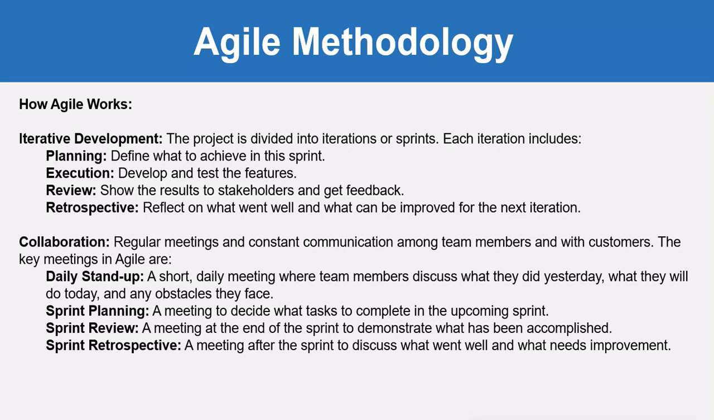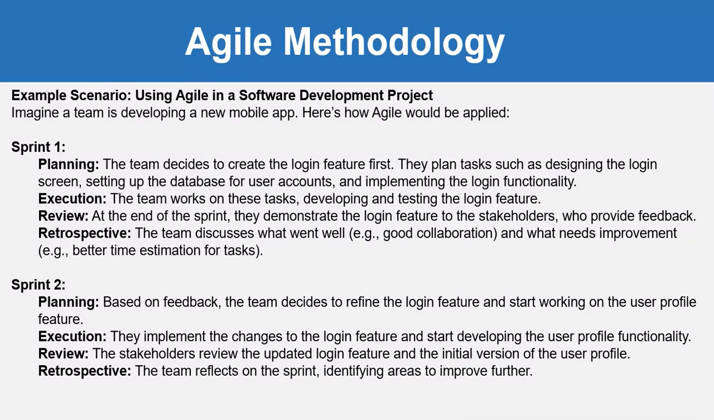The key meetings in Agile are: first one is the daily stand-up meeting. It is a very short meeting, normally 15 minutes, in which the team members discuss what they did yesterday, what they will do today, and what obstacles and showstoppers they are facing. Sprint planning meeting: a meeting to decide what tasks to complete in the upcoming sprint. Sprint review meeting, in which the team showcases the work to the customer and gets their feedback. Sprint retrospective meeting, in which the team discusses the sprint: what went well, what needs improvement, and what didn't go well.